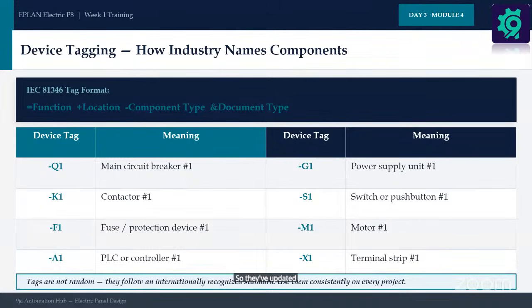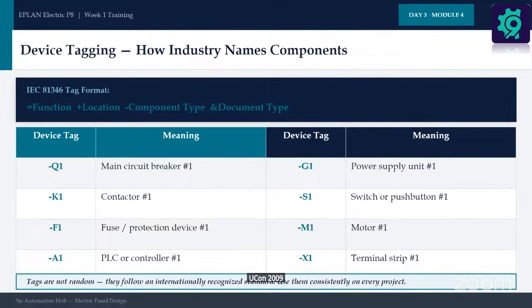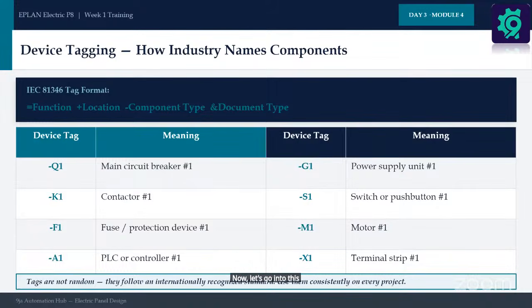There are some things that are known. If you check 2009 documents, they'll tell you letters like A and the rest are not to be used. But when you see 2019, the world has evolved from 2009 to 2019. They brought in some new guys. They've added some new letters. So now let's go into this. This might take time, but I want everybody to be attentive because this will really help you.